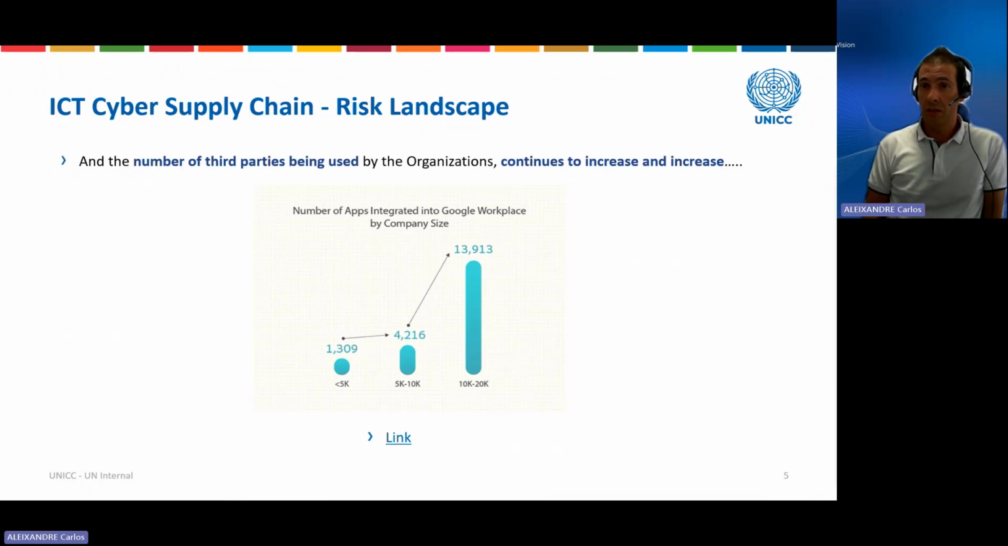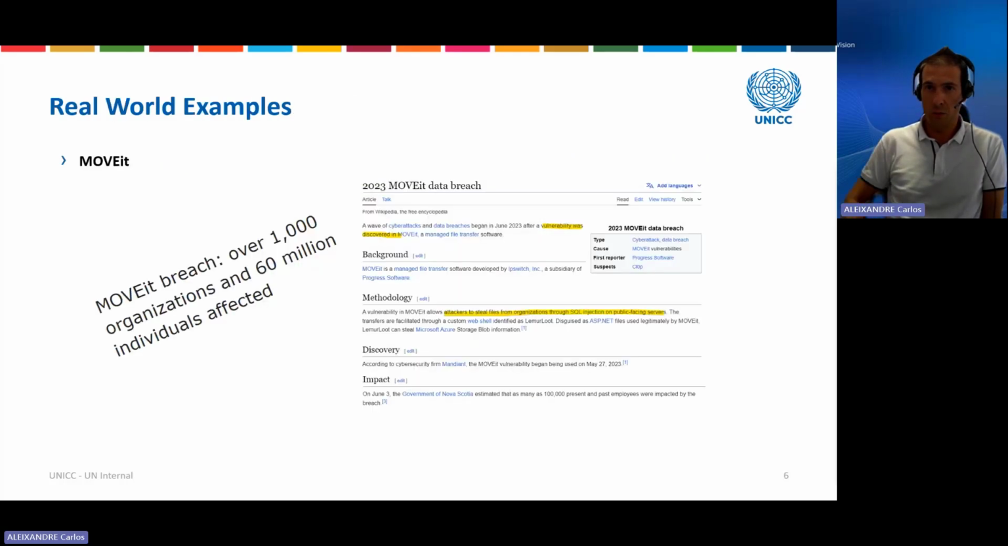So this is a figure, an image of the number of apps that are integrated in Google Workspace by company size. So if you have any of these SaaS monitoring solutions that monitors the number of SaaS solutions that your users are accessing or that they are connected to your identity system, you will see that this is massive. So it's increasing and increasing. So this poses a high risk to us, right? And we need to manage it properly.